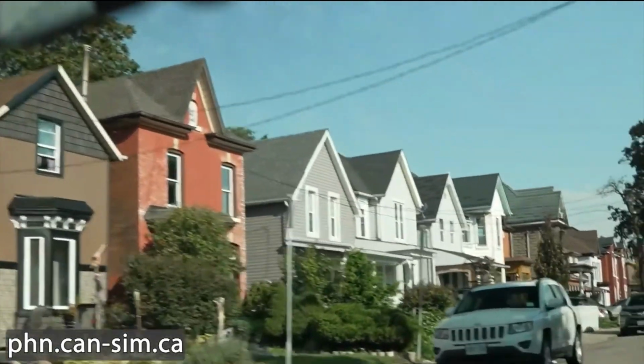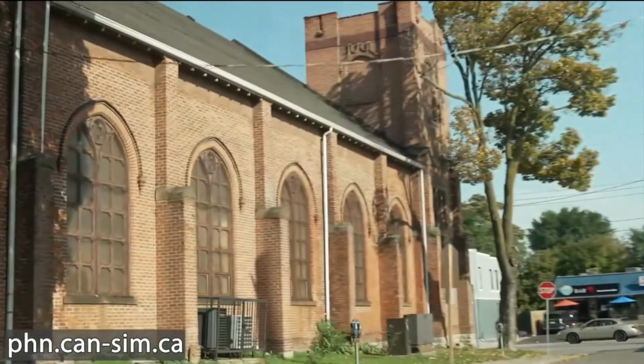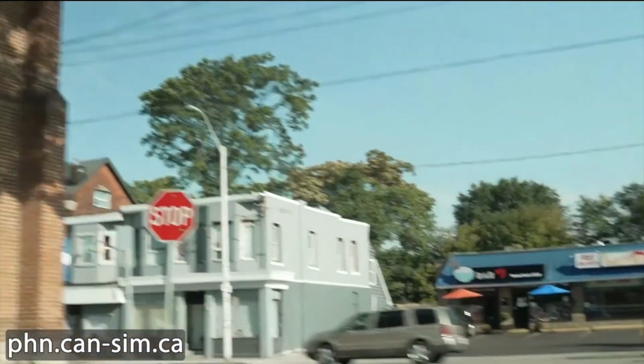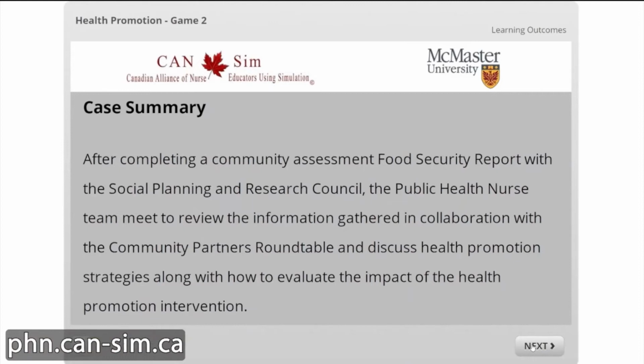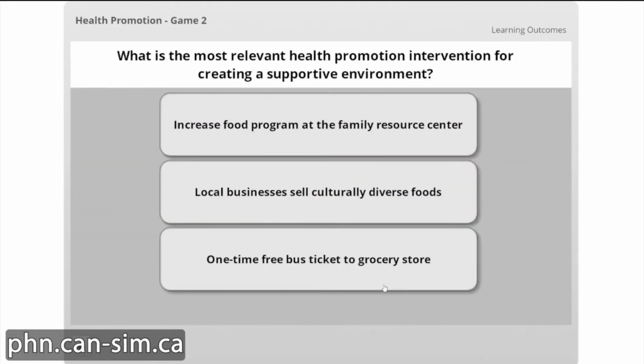There aren't any grocery stores nearby. There is a neighborhood services organization in the neighborhood. We need to talk to the staff in that neighborhood services center. In Game 2, they are looking for health promotion strategies to address food insecurity. Learners collaborate with clients and community partners, decide which actions are evidence-informed, and implement and assess their interventions.